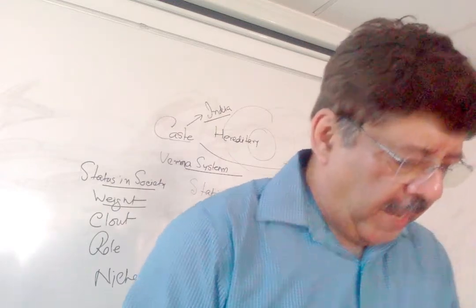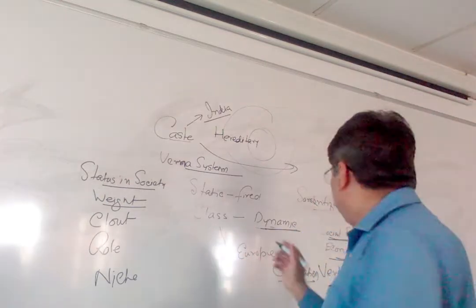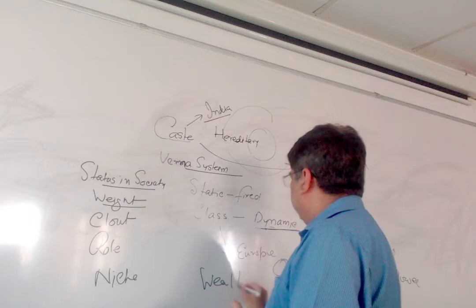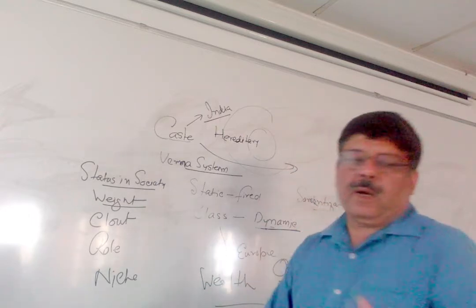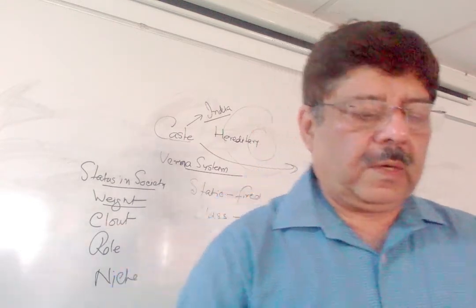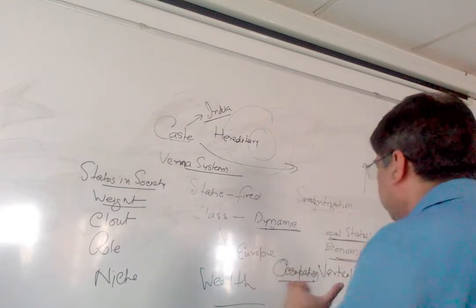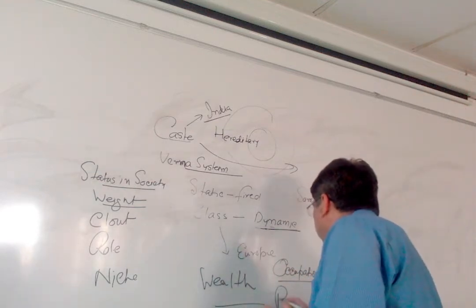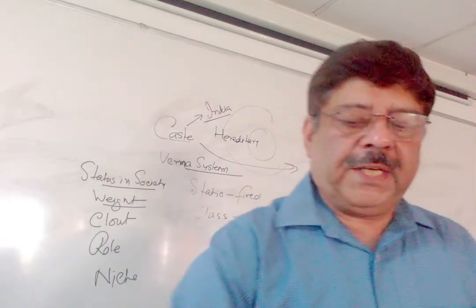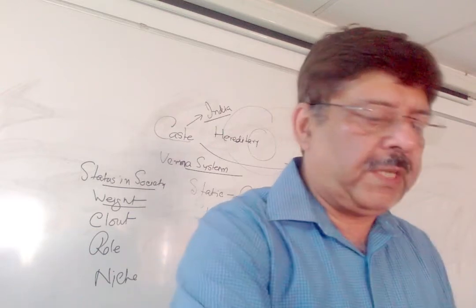Right? And class depends on your wealth. If you inherit some wealth, parental wealth, then it changes your wealth. Sometimes your social class depends on your race. You know race. What is race? We have discussed it earlier.